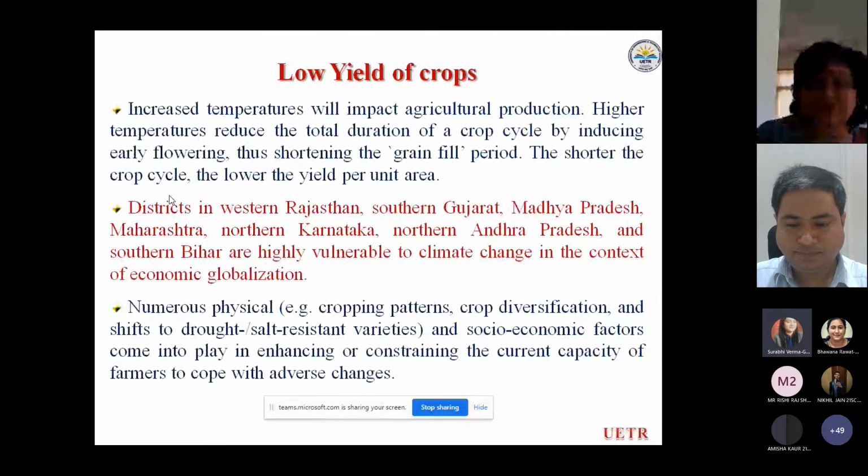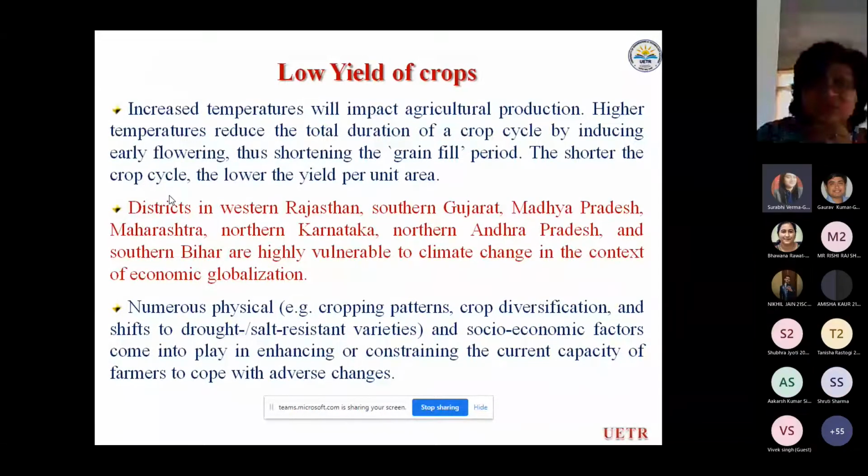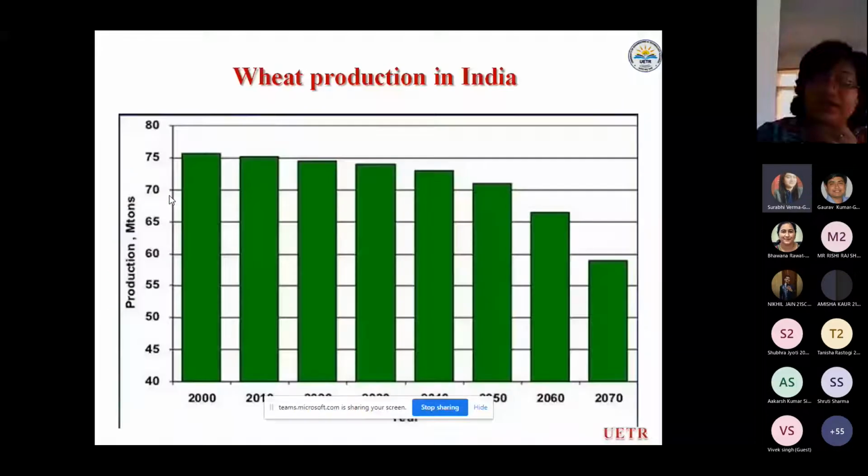Low crop yield districts in western Rajasthan, southern Gujarat, Madhya Pradesh, Maharashtra, Karnataka, Andhra Pradesh and Bihar are highly vulnerable to climate change, and these are the main regions where we receive lots of grains and other food items. So there will be a big impact on the yield and wheat production in India. It is going to decrease year by year.